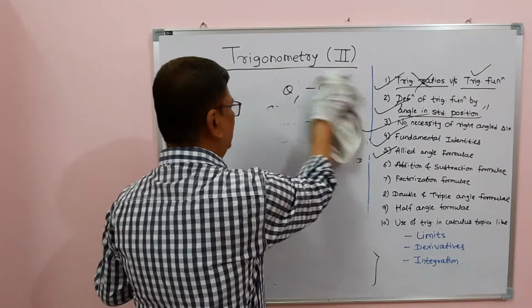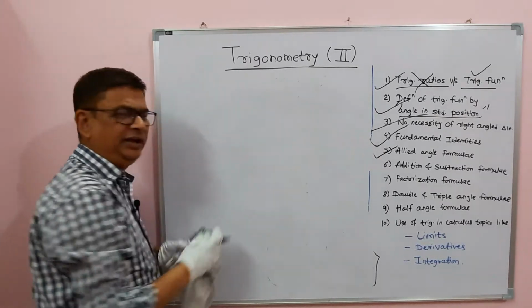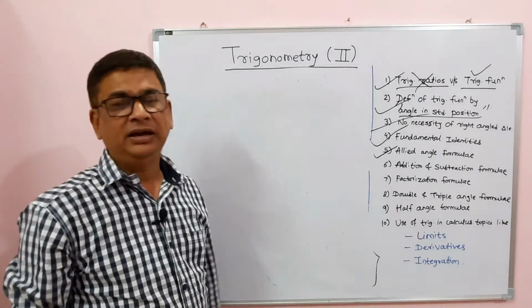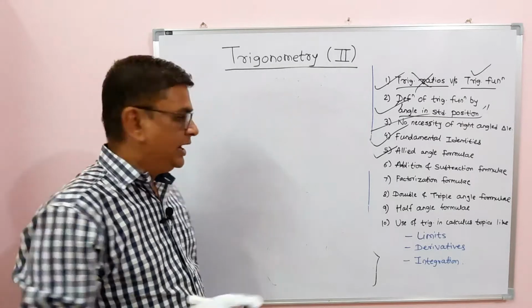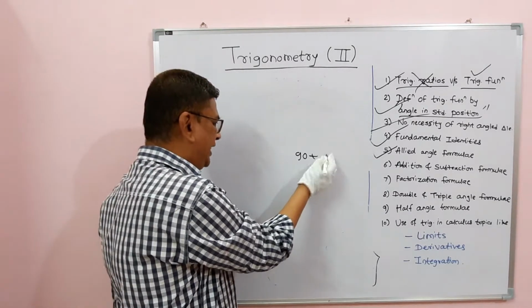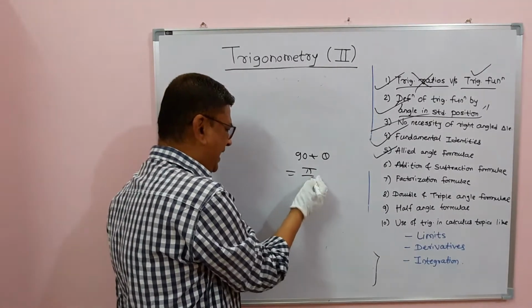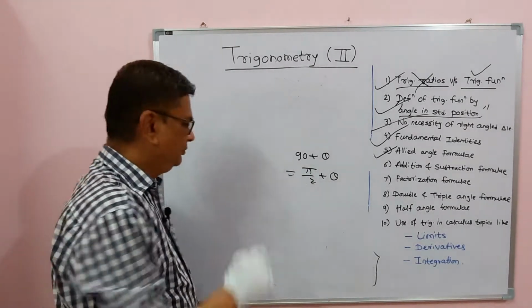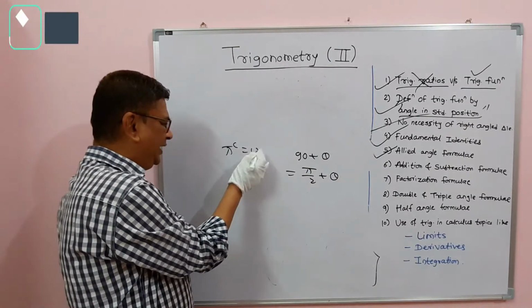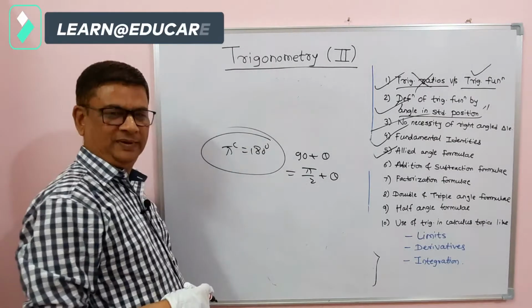We know already that an angle is not only given in degrees, it is also given in radians. Therefore, the angle written as 90 plus theta is the same as pi by 2 plus theta, because we know pi radian means 180 degrees. Correct?